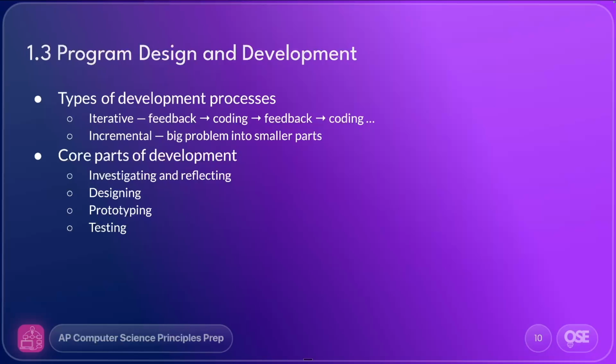Program design and development. So types of development processes. There's iterative, where you do feedback, then coding, then ask for feedback again, and then code again. Or incremental. Incremental is you have a big task you have to do. Instead, you break down that task into smaller chunks and do those smaller chunks. Some core parts of development include investigating and reflecting, designing, obviously like designing the interface of the app, prototyping, and testing. Make sure you're familiar with what they are.